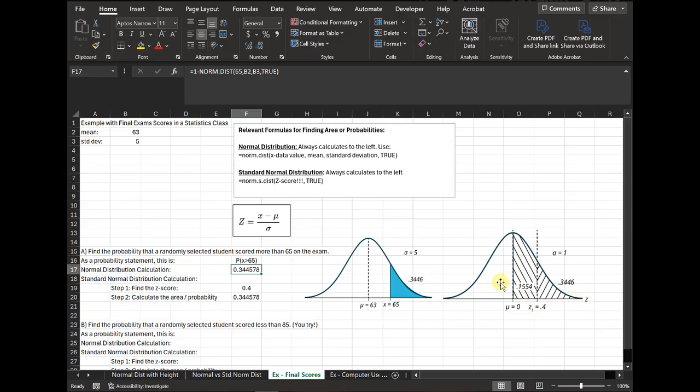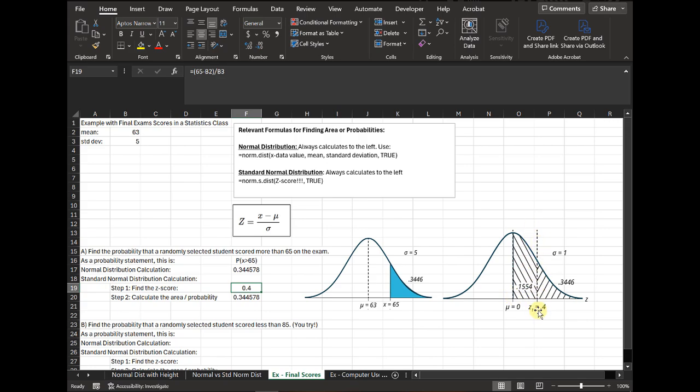For me to be able to draw this situation using the standard normal distribution, I now need to have my normal curve centered at 0, because the standard normal distribution is always centered at 0. And then I need the z-score of 65. So notice here I have step 1, find the z-score. And if I click on the formula bar, you can see that I've set everything up. 65 minus my mean, divided by my standard deviation. So I get a z-score of 0.4. So if this is 0, where is 0.4 in relation to 0? It's somewhere over here, okay?